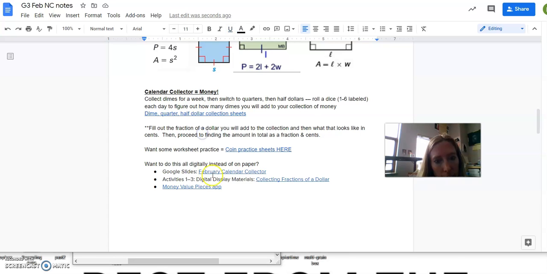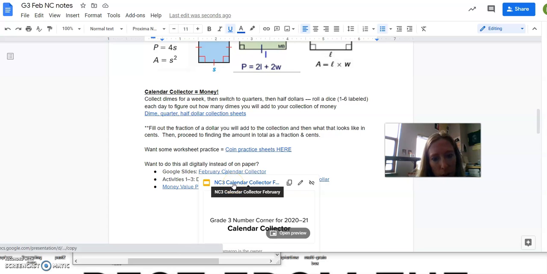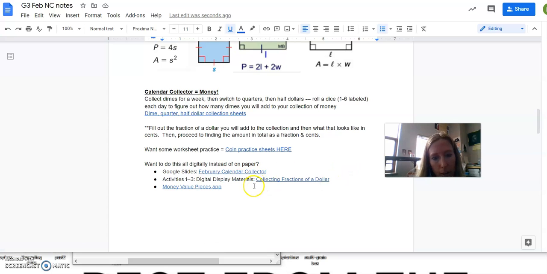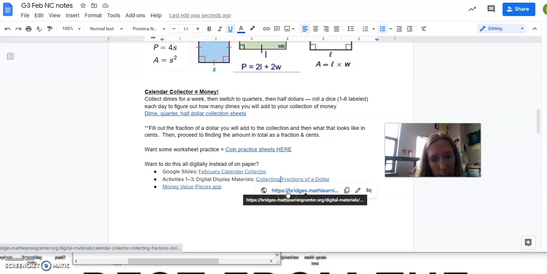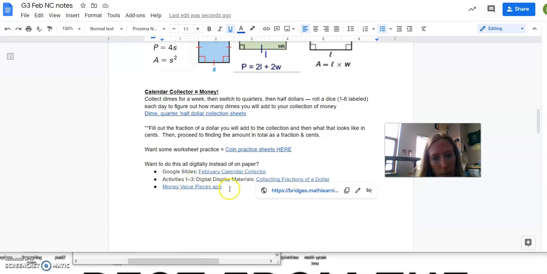If you're interested in any of the newer digital tech-enhanced pieces for Number Corner, for Calendar Collector, here's a Google Slides deck you could use if you didn't want any of it to be on paper. You can look at that. If you want just the digital display of the spinner, there that is. Or maybe you want to make use of the Money Value Pieces app.